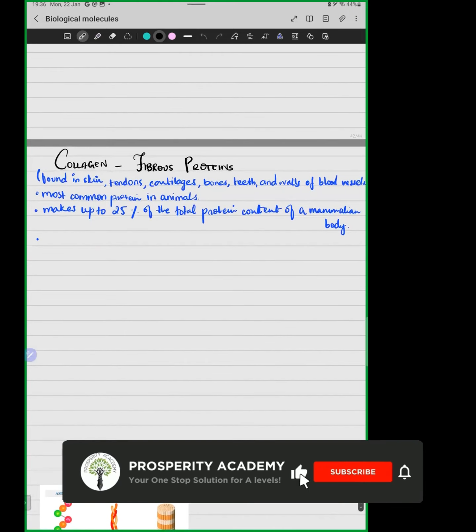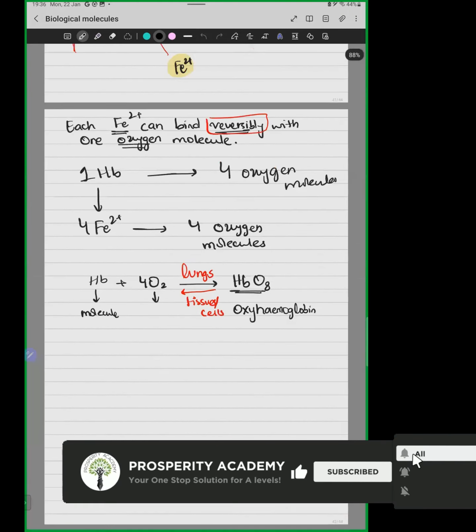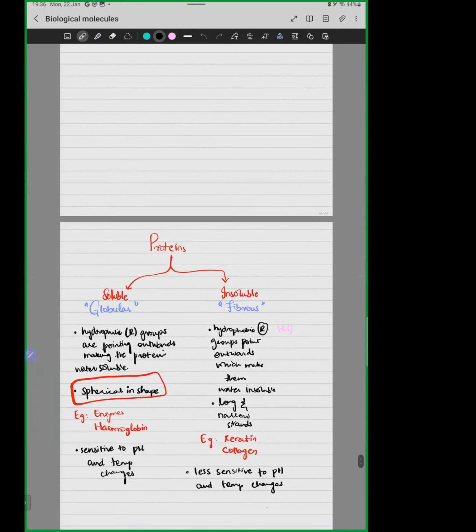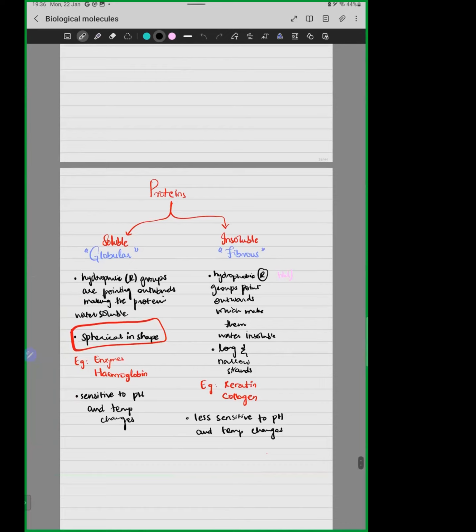So basically, in the last class, we talked about the structure of hemoglobin, and we also discussed the two categorizations of proteins on the basis of their properties. They're either soluble or insoluble, and the soluble proteins we call the globular proteins, and the insoluble ones we call the fibrous proteins.